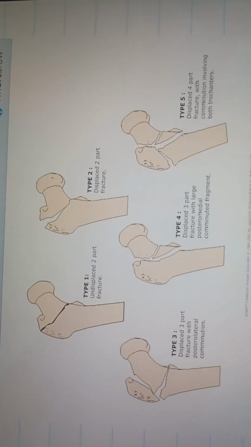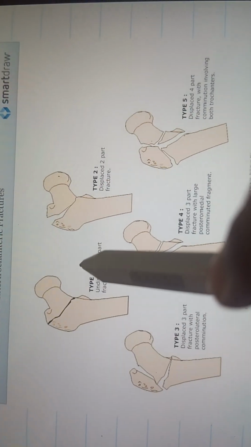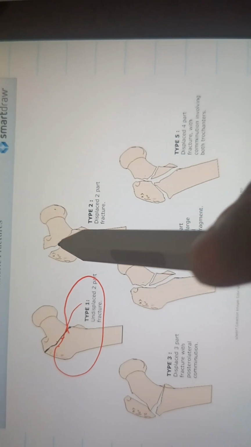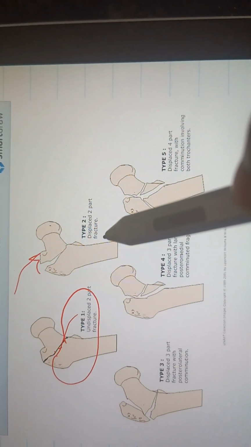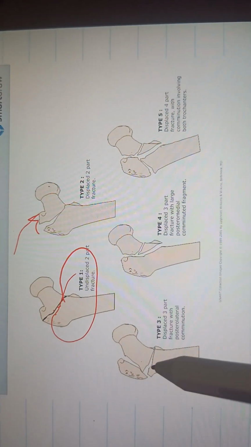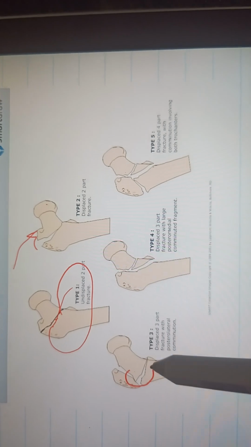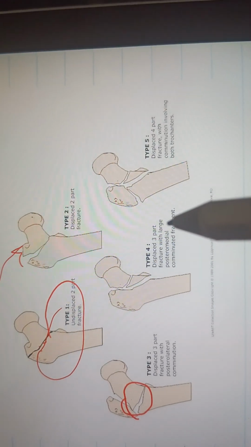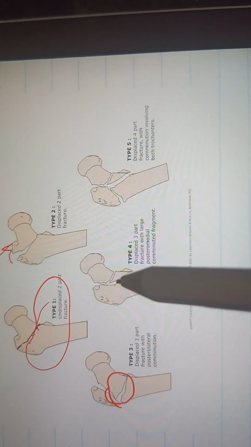In Evans classification, in type 1, you have undisplaced two-part fracture. There is no displacement. In type 2, you can see that there is displacement, two-part fracture. In type 3, displaced three-part fracture with posterolateral comminution. So here GT is involved. So in type 4, displaced three-part fracture with large posteromedial comminuted fragment. Here you can see lesser trochanter is involved.